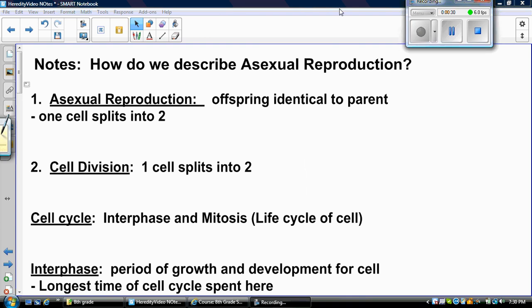Okay, so we're going to talk about asexual reproduction. There are two types, asexual and sexual reproduction, and we will talk about both. Asexual reproduction is when the offspring is identical to the parent. Pretty much you have one cell that splits into two. When that happens, that is called cell division.